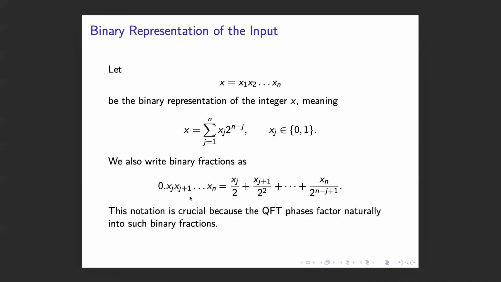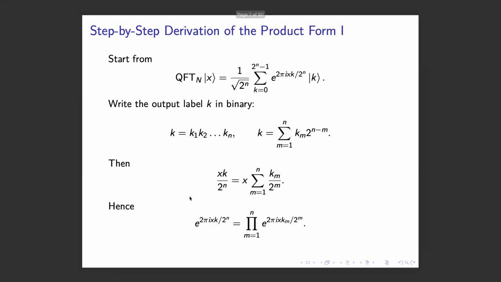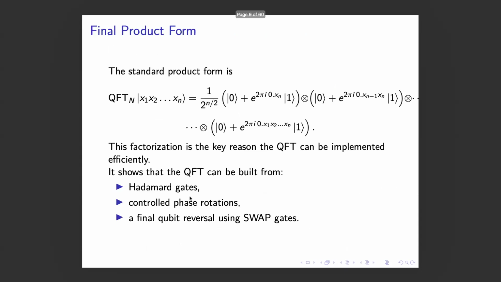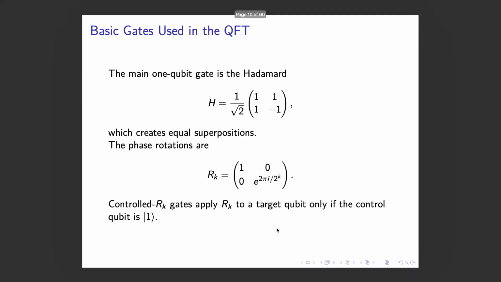I'm not going to go through all these details, but I just wanted to quickly remind you of some of the basics. Here you will find the basic derivation of the formula. The quantum Fourier transform, where little n is the number of qubits, is given by a set of operations which can be transformed into Hadamard gates, controlled phase rotations, and a final qubit reversal given by swap gates. But normally that is not implemented.